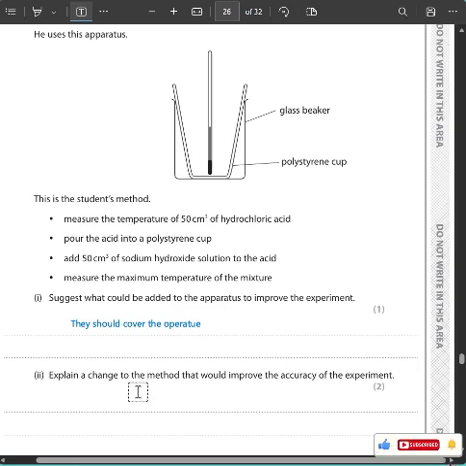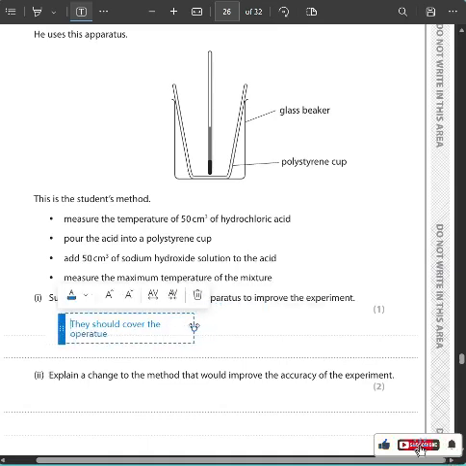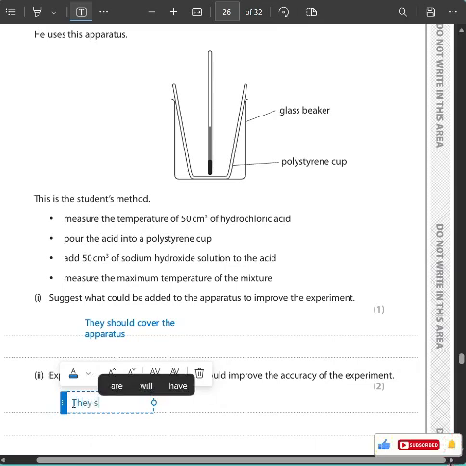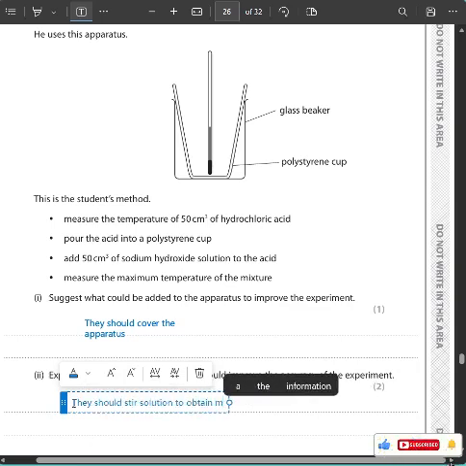Okay, the next one: the next question is explain a change to the method that would improve the accuracy of the experiment. They should stir the solution to obtain a more accurate result, a more accurate temperature.